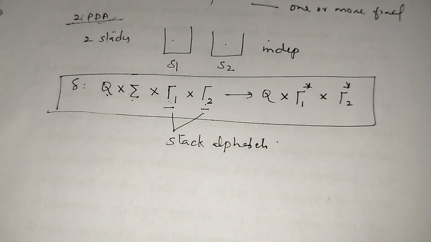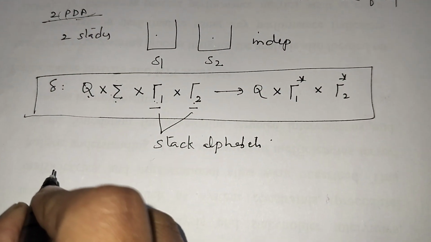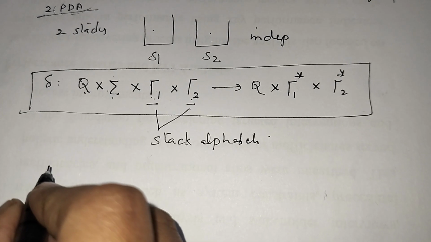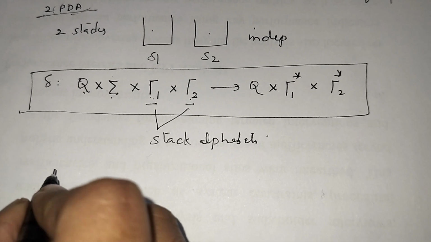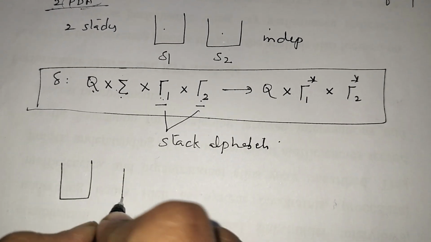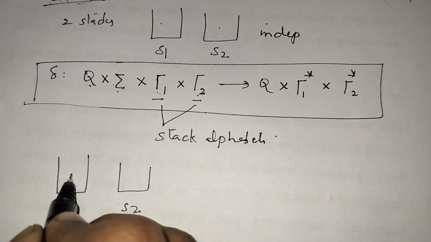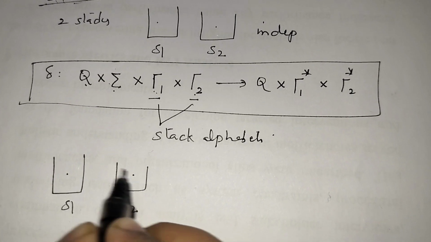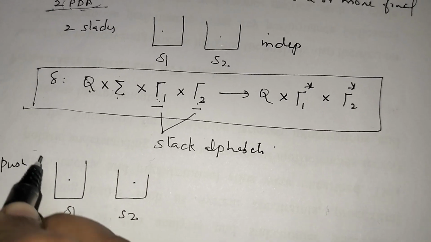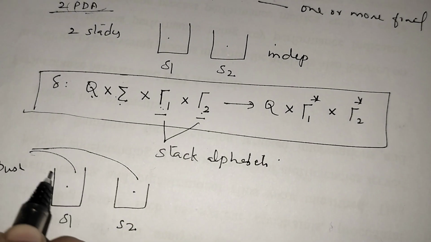So how is the input processed in a 2 PDA? The 2 PDA reads an input symbol and can perform the following actions. We are using two stacks, stack 1 and stack 2. So we can push a symbol onto one or both stacks. We can perform the push operation to this stack or both.